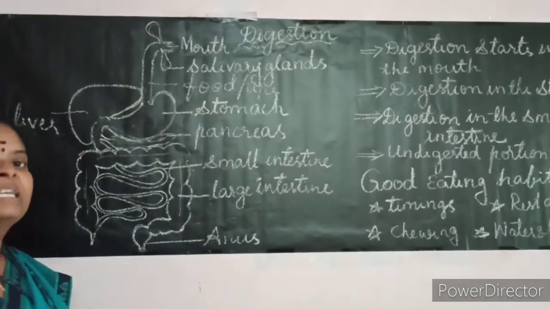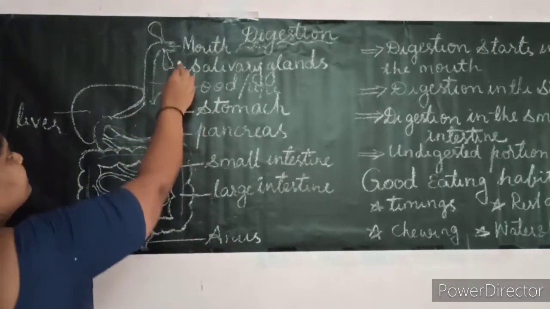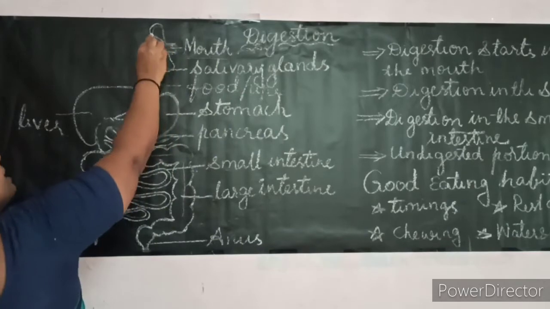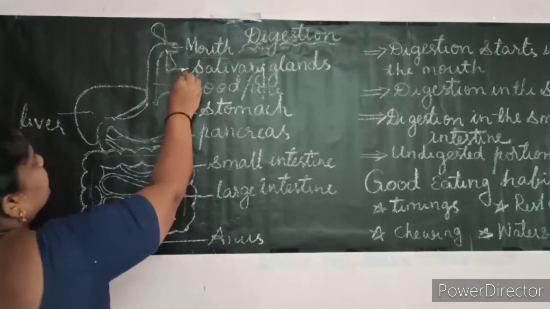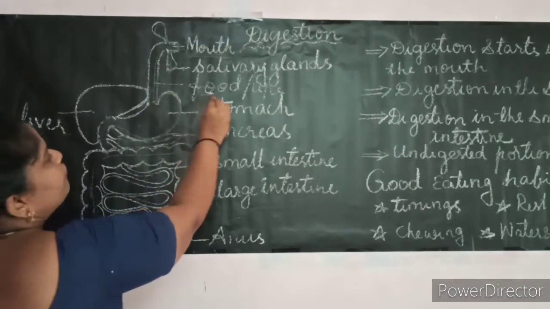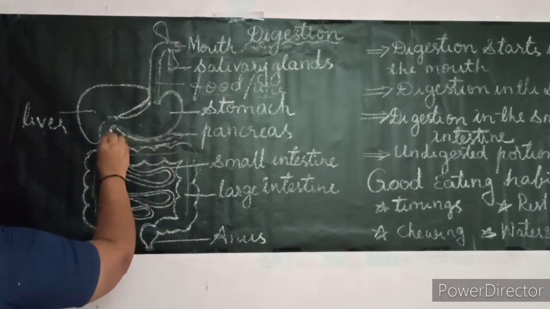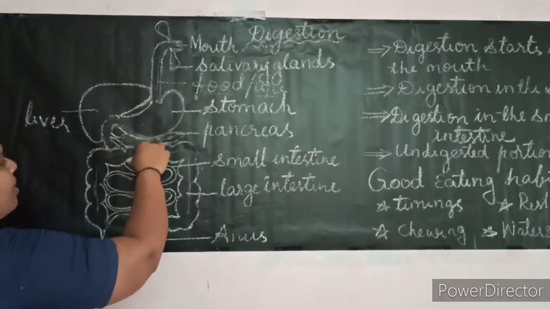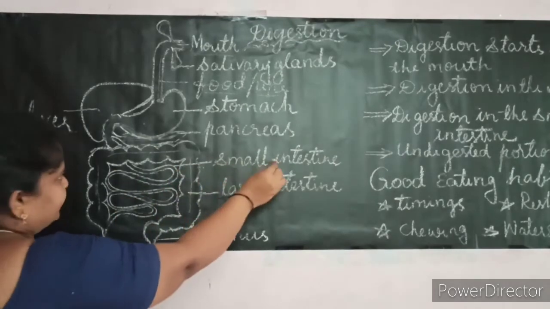In the previous class we learned about the digestive system and its parts. The digestive system starts with an opening called the mouth. Here we have one pair of salivary glands present in the mouth. The mouth opens into a long tube-like structure called the food pipe. The food pipe opens into a bag-like structure called the stomach. The stomach opens into a long coil-like structure called the small intestine.